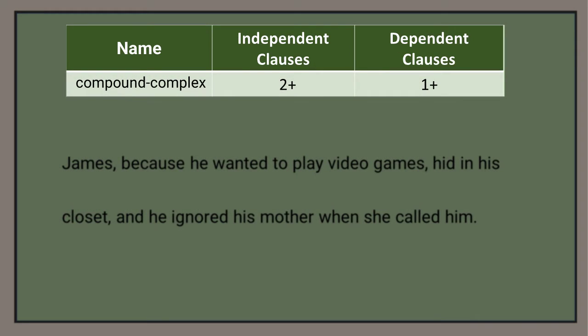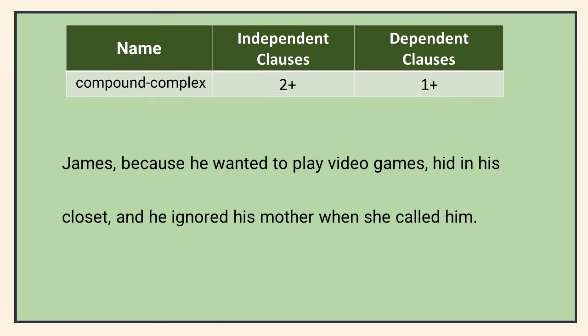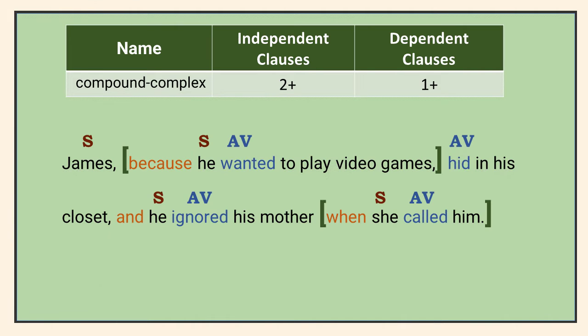Compound-complex sentences combine the requirements for both compound, two or more independent clauses, and complex, one or more dependent clauses. Can you identify all the clauses here? The independent clauses are, James hid in his closet and he ignored his mother. The dependent clauses are, because he wanted to play video games, which interrupts the first independent clause, so it requires commas on both sides and it tells why he hid. And the second one is, when she called, which tells when he ignored her. It follows the independent clause, so no commas.